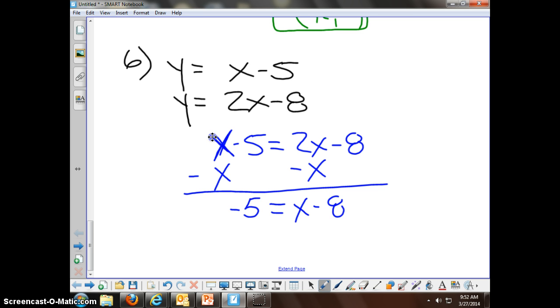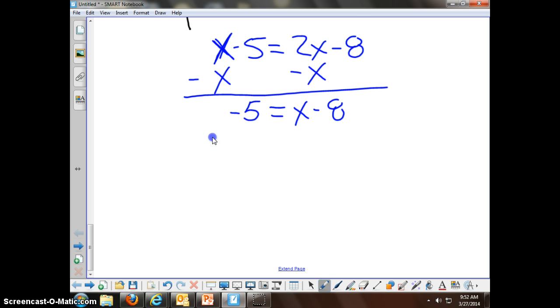Okay, are we done? No. Continue. Add 8 to both sides. Beautiful. Clean it up. You get 3 equals x. Box it. We done? No. What are we going to do with x equals 3?